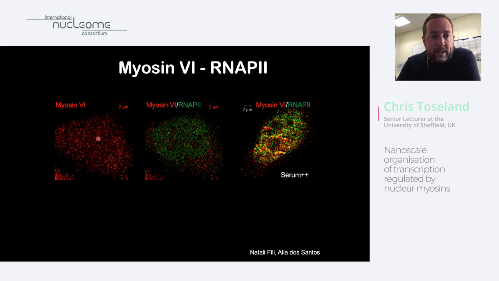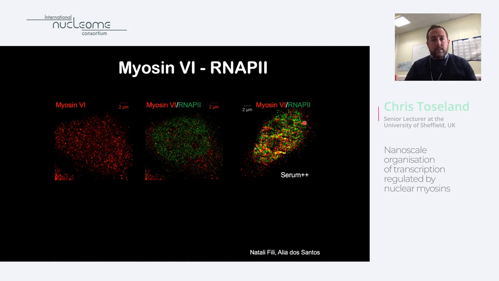the protein. But what's very interesting is if we stimulate transcription, and in this case, we're just using serum, we see an increase in the size of these pol 2 clusters, as has been seen by many other labs over the years. And we also see an increase in the size of the myosin 6 clusters, and indeed they also show co-localization with each other. So therefore, okay, we have this interesting observation now that myosin 6, when you stimulate transcription, it seems to increase in its size and increases its interaction with pol 2.